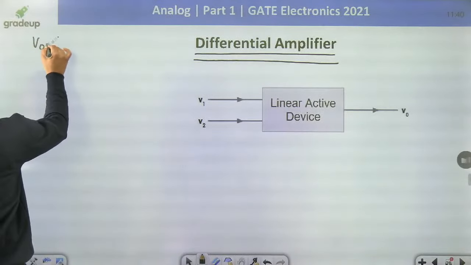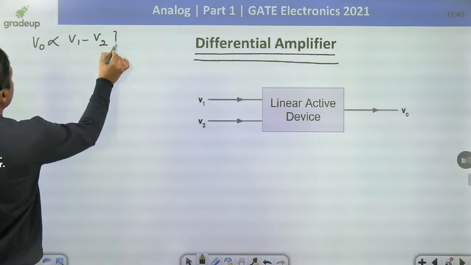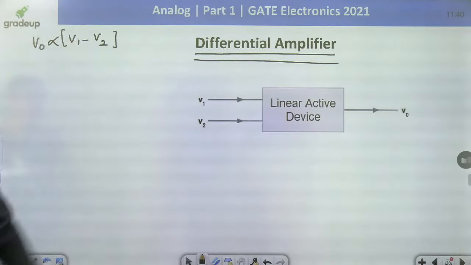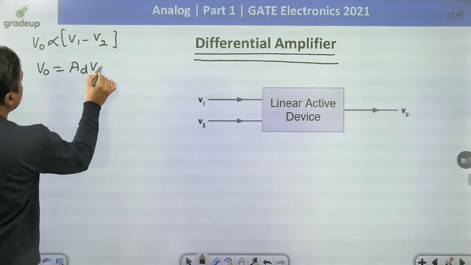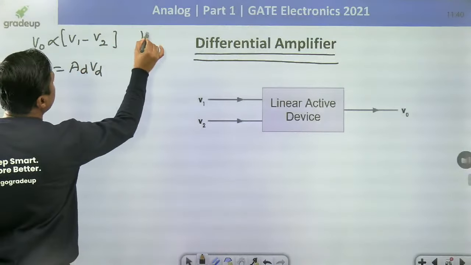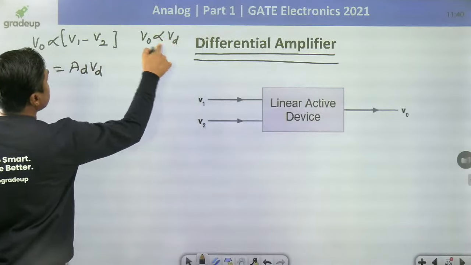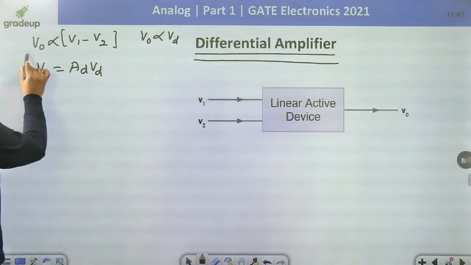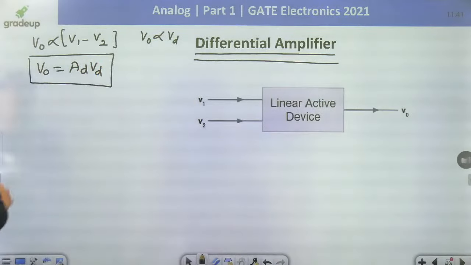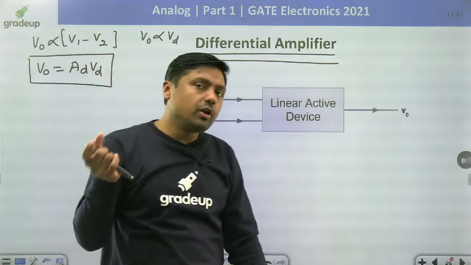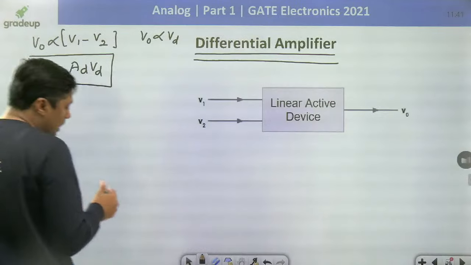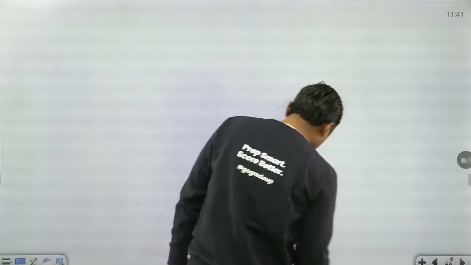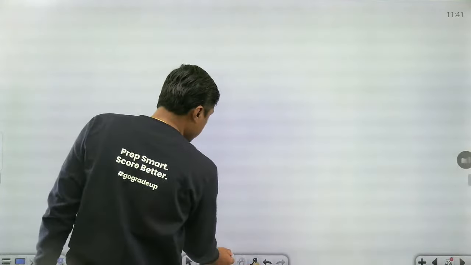Ideally, the differential amplifier output should be proportional to V1 minus V2. Now V0 should be equal to AD VD. VD is the difference signal V1 minus V2. V0 is proportional to VD. This is the ideal condition, right? But practically, when we are making the differential amplifier, we always use some concept. I am giving you the concept here.